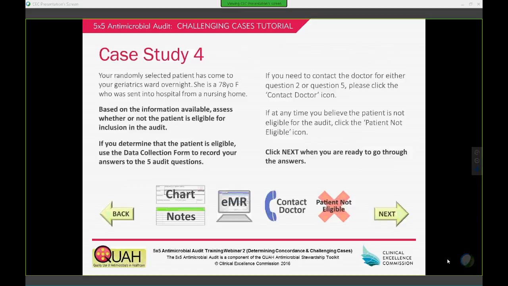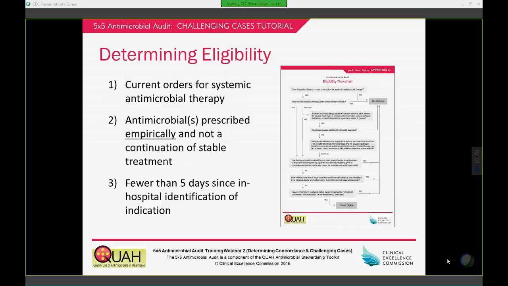And the last case there, case study 4, our next randomly selected patient has come to our geriatrics ward overnight. She's a 78-year-old female admitted from her nursing home, and we'll consider that eligibility criteria one more time. The current audit is systemic antimicrobial therapy, empirical prescribing for an acute condition, and it has to have been less than 5 days since the indication was identified in hospital. Go ahead and have a look at the chart.